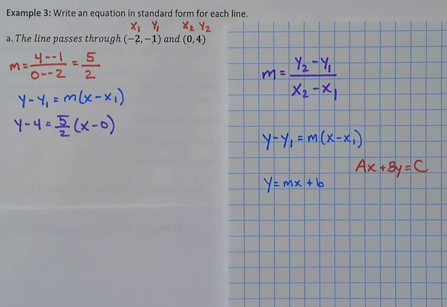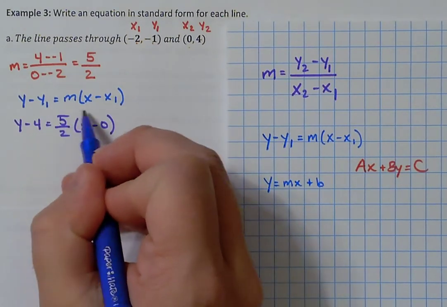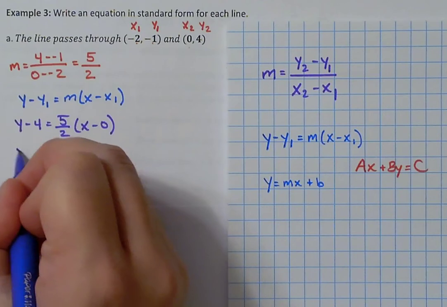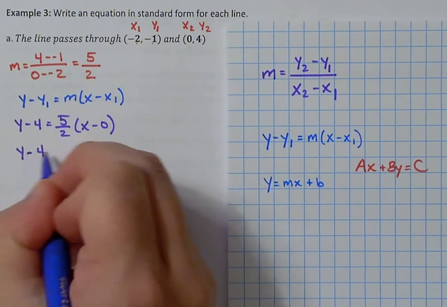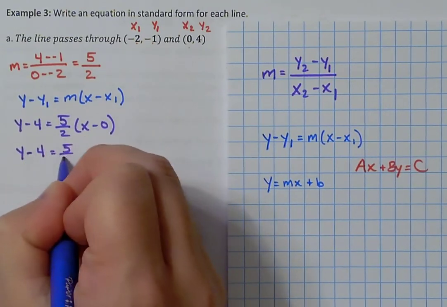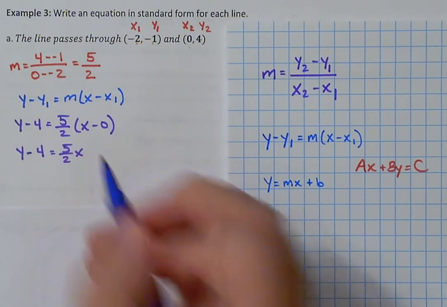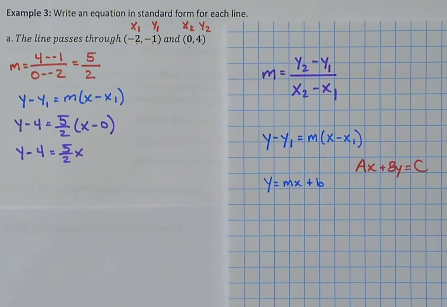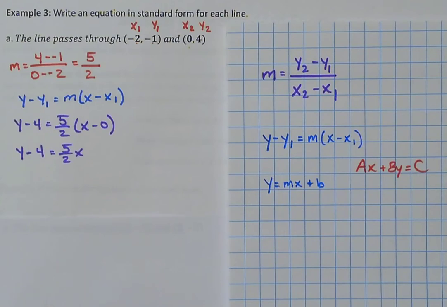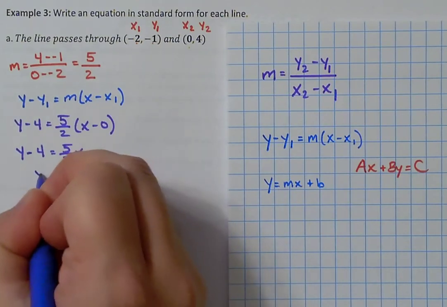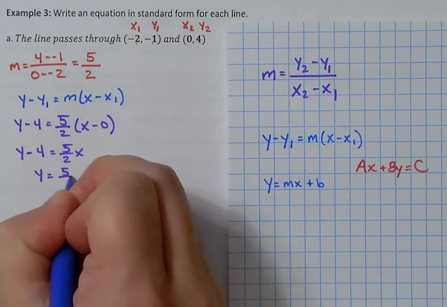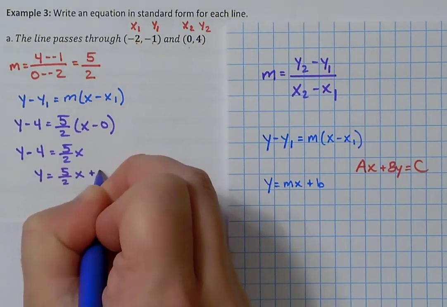From here, we need to go through and distribute. So we're going to distribute this 5/2. So we still have y minus 4 equals 5/2 x. And 5/2 times 0 is just 0. So it's just 5/2 x. All right, next step is that I need to move this 4 to the right. So I'm going to add 4 to the right side. So that's going to give me y equals 5/2 x plus 4.